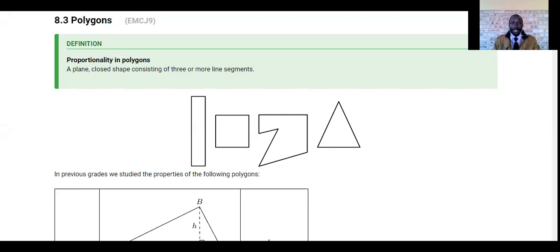In very specific terms, a polygon is a plane, closed shape consisting of three or more lines, okay? So you would think of a closed shape consisting of at least three lines, very much like saying each time you connect three lines, you form a shape which is a closed shape most of the time. And this closed shape is what we call a polygon.